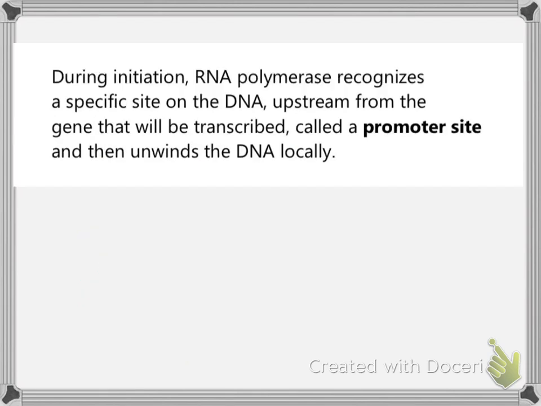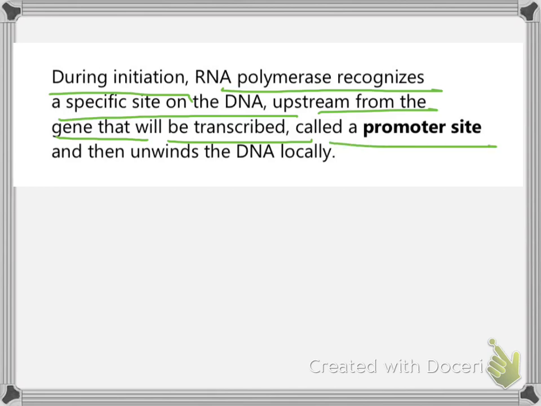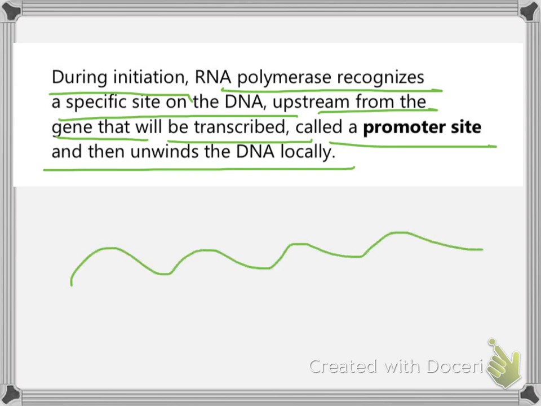First one is initiation. During initiation, RNA polymerase recognizes a specific site on the DNA upstream from the gene that will be transcribed, called a promoter site, and then unwinds the DNA locally. Consider this is the DNA double helix. In this DNA double helix, one strand is to be transcribed.